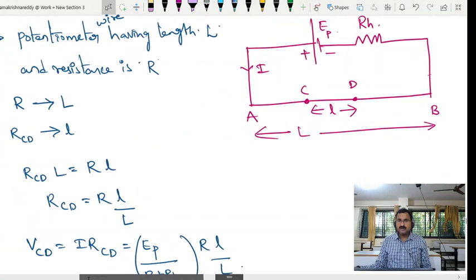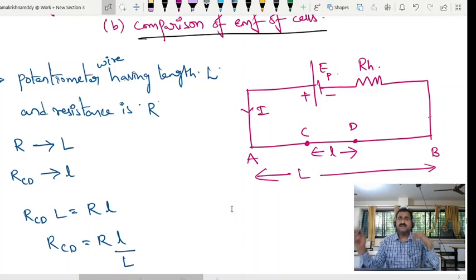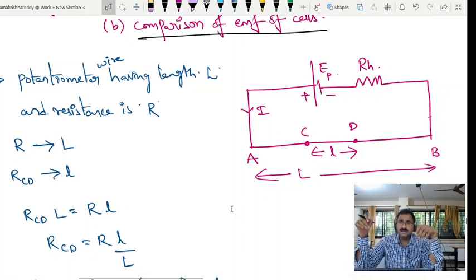Generally, you know, we take a wire of 6 meter length, or 8 meter, or 10 meter length. That is cut into a number of parts, each part having a length of 1 meter, and those are joined by thick copper strips normally. Then we get the potentiometer wire of the required length. In normal cases, that is what we study.